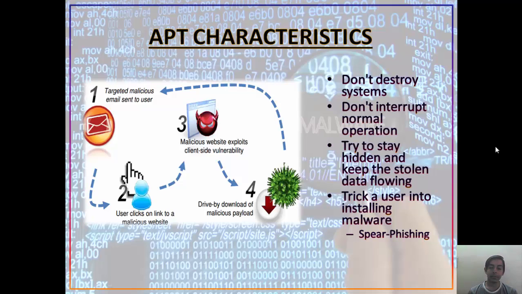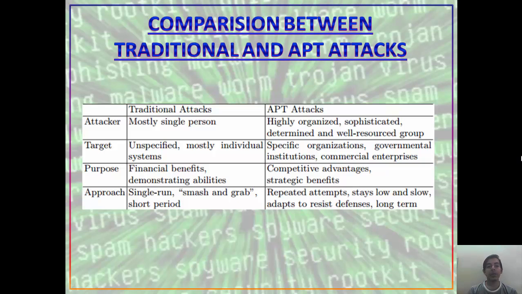Now, this is the comparison between traditional and APT attacks. How are APT attacks different from all the other types of cybercrime or attacks? In traditional attacks, mostly a single person is involved, whereas in an APT attack, a highly organized, sophisticated, determined, and well-resourced group is involved. In traditional attacks, the target is unspecified, whereas in APT attacks, the target is specified. Similarly, the purpose is financial benefit in traditional attacks, and in APT attacks the purpose is competitive advantage.